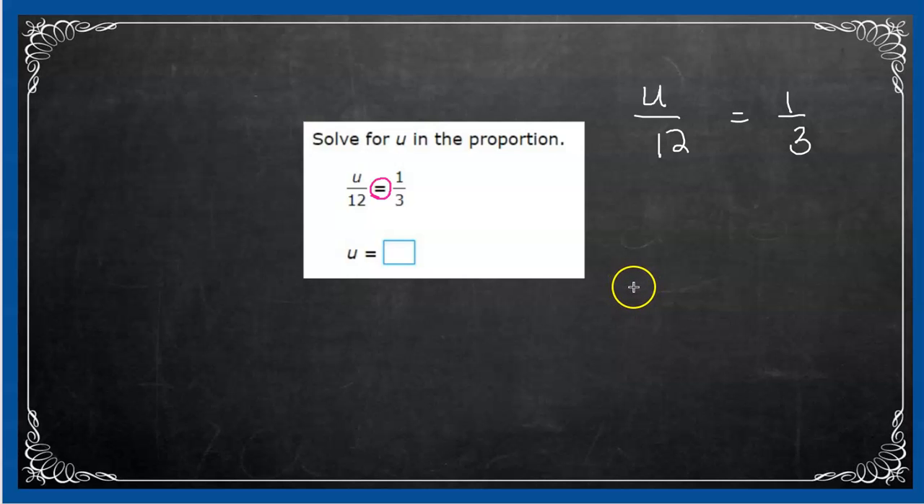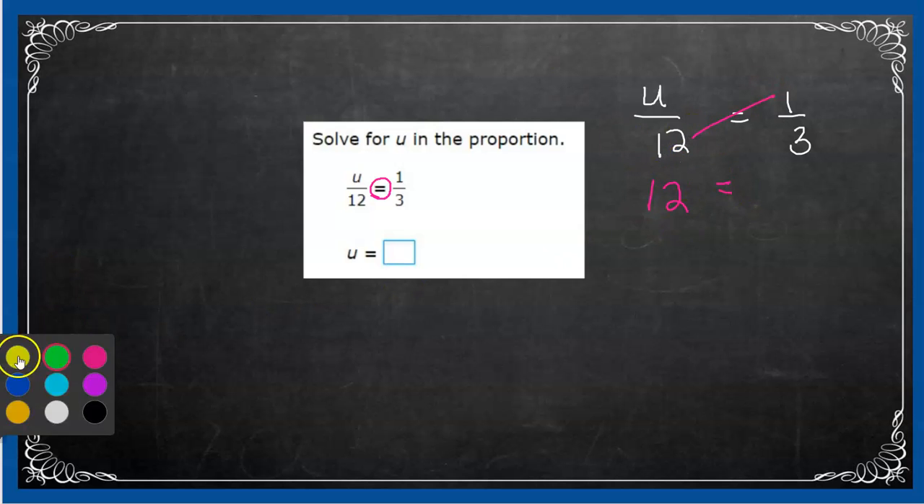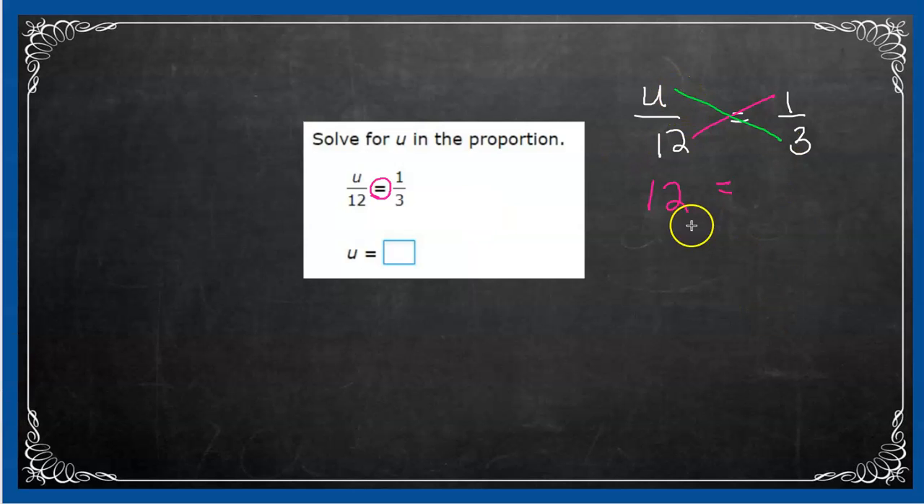So what I would do is I would just take 12 times 1 and set that equal to 3 times u. Now, how do I write 3 times u? I would just write 3u, just like it was an x or an n or anything else. It's just a variable. 3 times u is 3u. And then, of course, I'm left with a one-step equation here.